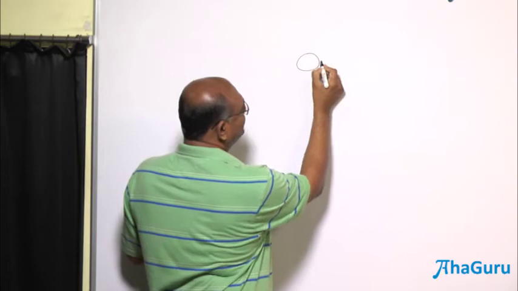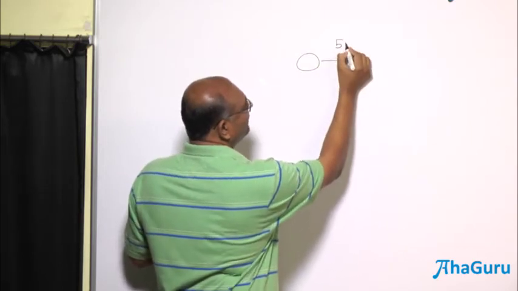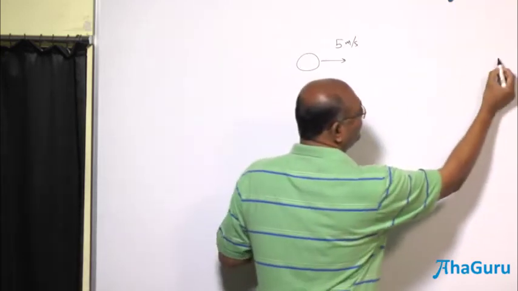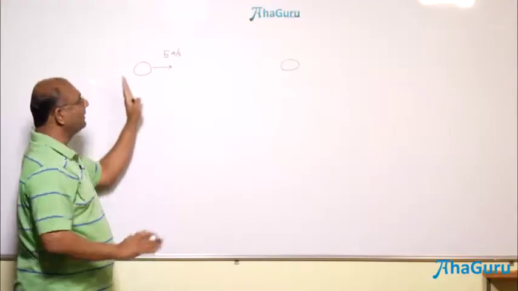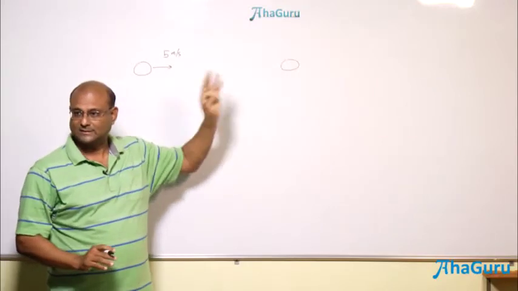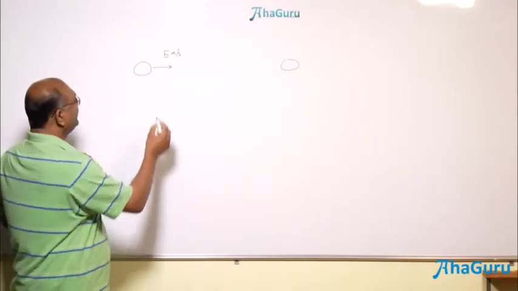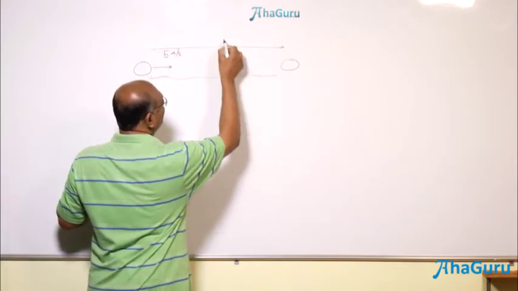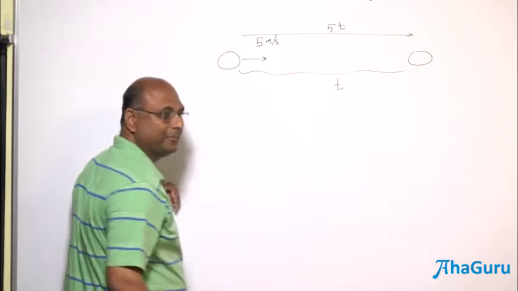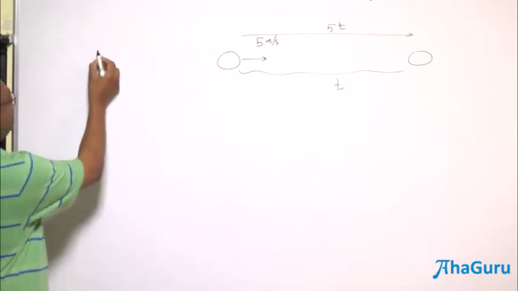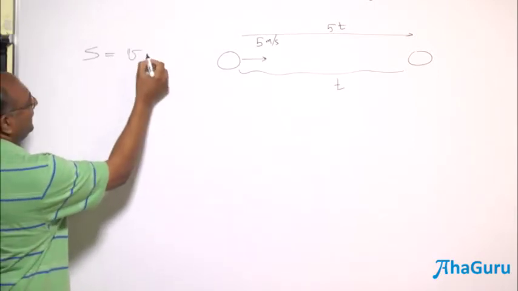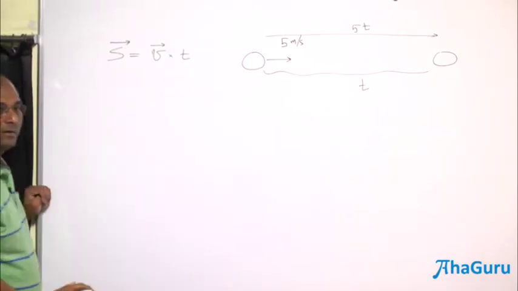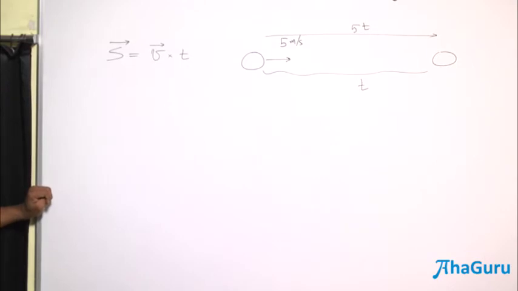Okay, so if this object is moving like that uniformly, it means uniform velocity. That means over a period of time it's going to travel equal distances in equal intervals of time. In t seconds, it would have had a displacement of, in this case, 5t meters. So displacement is velocity into time. Now this is only true for uniform velocity or uniform motion.